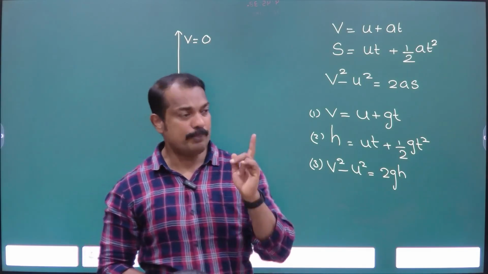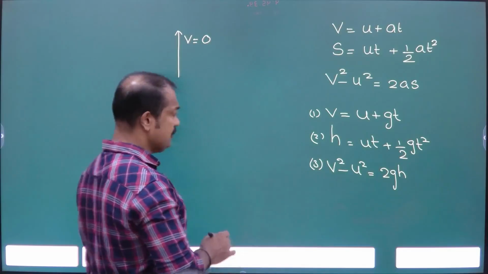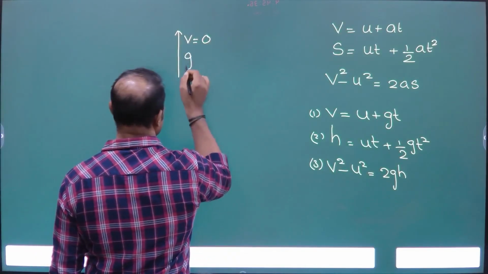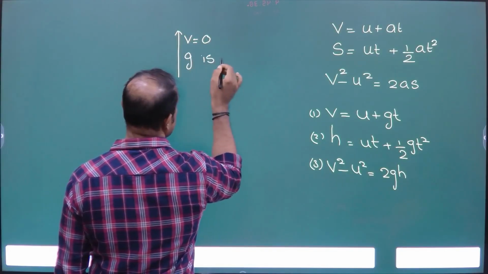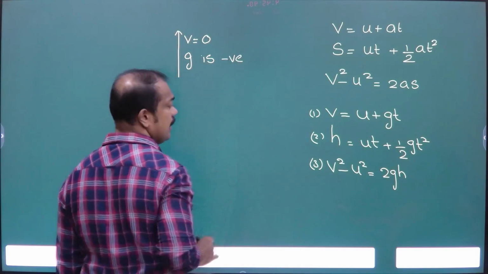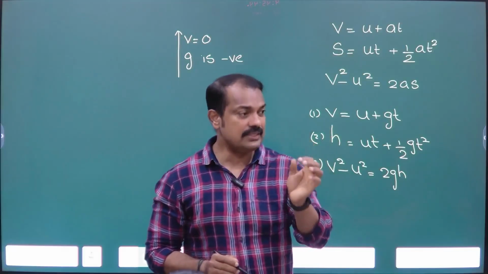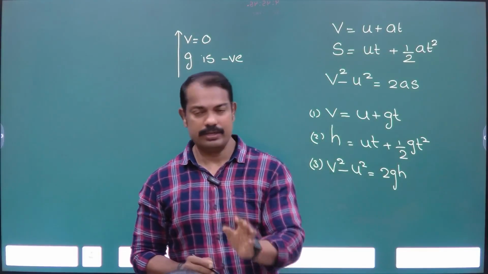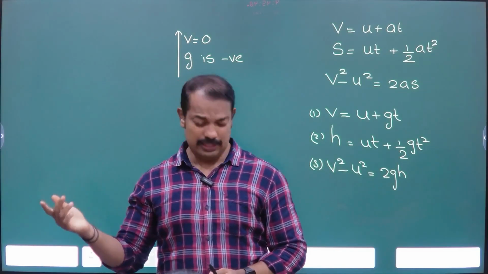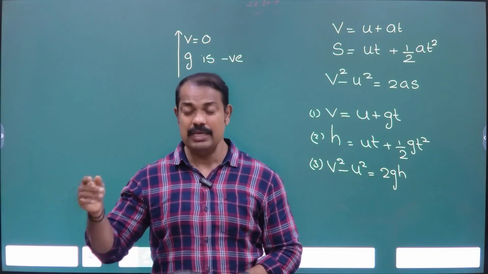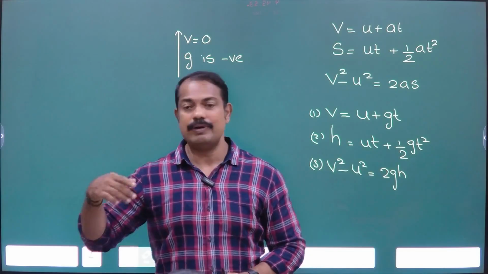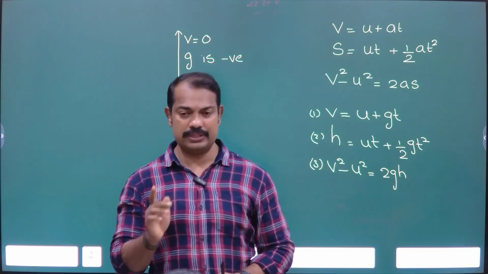And in the case of upward motion, the value of G is negative. What is the value of G? 9.8 है ना? So G equal to minus 9.8 meter per second squared. Suppose it is given in a numerical question, in bracket G equal to 10 meter per second squared. So what is the value of G? Minus 10 meter per second squared.